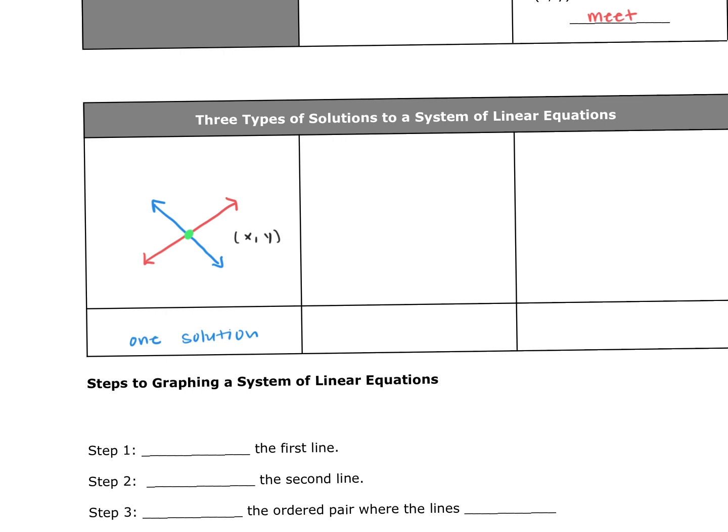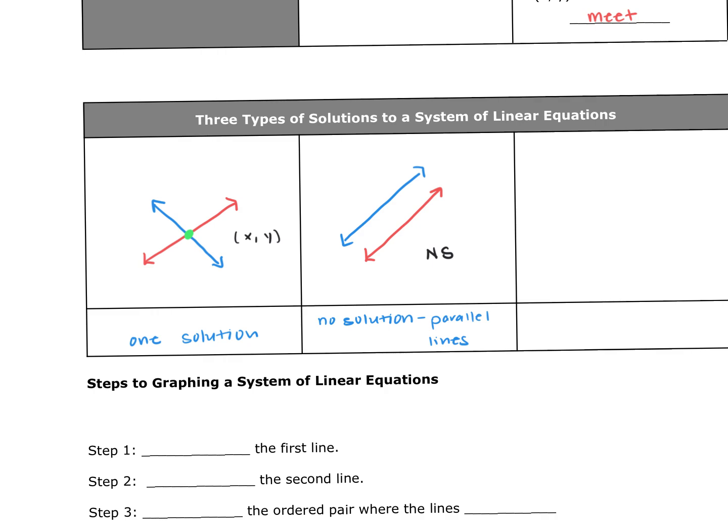You also have one that's called no solution. And that's when you have parallel lines. So I would have a line going this way, and I might have another line exactly parallel. And as you know, parallel lines never meet, so that would just be NS or no solution.